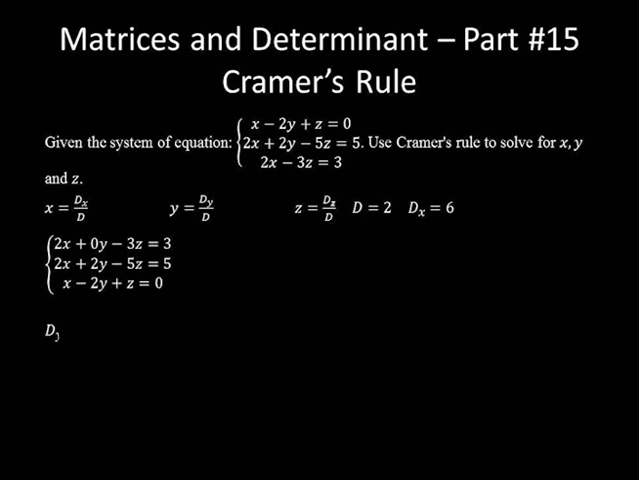Again, to solve for d sub y, we have to take the coefficient matrix and then replace the coefficients of y by the elements of the constant column vector. For this matrix, it's good to use row 3 elements as the coefficients of the 2 by 2 matrices we are going to form, because this 0 helps us to shorten the steps we will be going through.